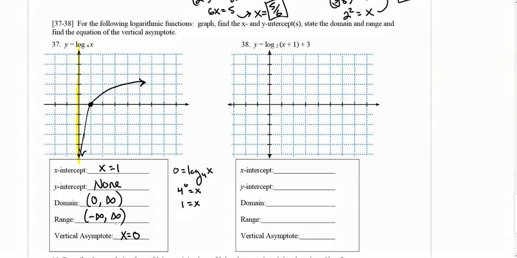In 38, we have a translation, and we're moving to the left 1 and up 3. And so this really has an effect on our vertical asymptote. If we're moving left 1, the vertical asymptote is now going to be at x equals negative 1.